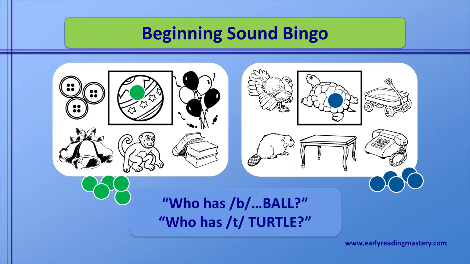Each child has a bingo card and some game pieces. The caller asks, "Who has b-ball?" And the child who has b-ball is instructed to put the game piece on the ball and repeat b-ball. Who has t-turtle? The children will quickly learn to put a game piece on the turtle and say t-turtle. It's important that you gently insist that the child say the sound story when he puts his game piece on the picture. This gives you the opportunity to hear how the child says the sounds.